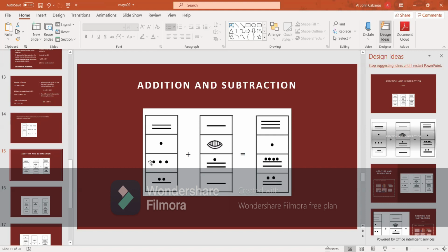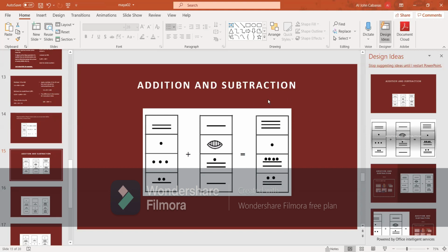Then 2 dots. And then, next, we have here 3 dots plus 1 dot. That's 4 dots. And then we have here 2 bars. 2 bars here. And then we have here 1 dot plus 0. That's 0, diba? So, 1 dot pa rin. And then 2 bars plus 1 bar. That's 3 bars. So, that's our final answer.